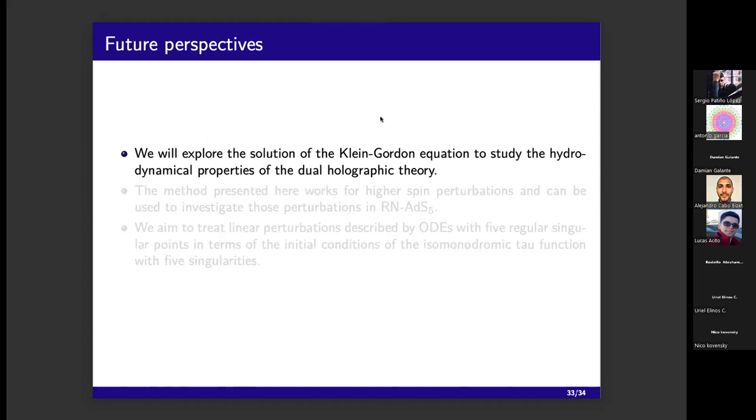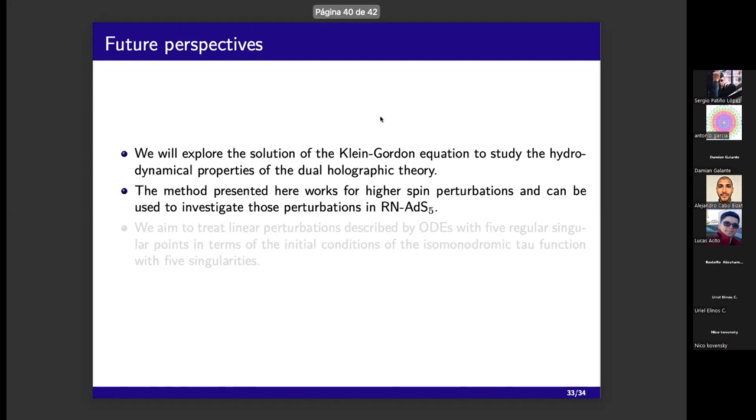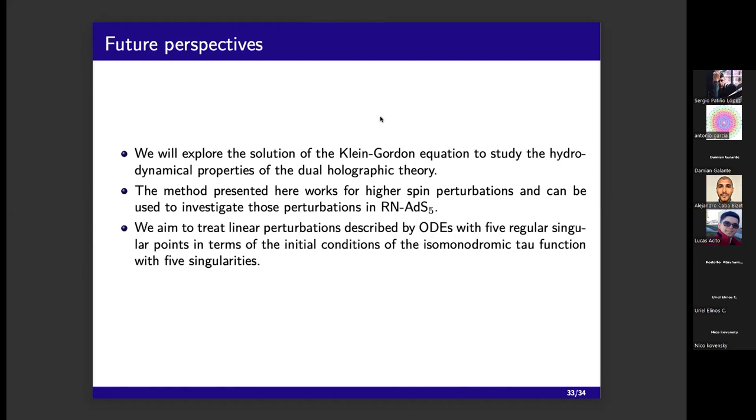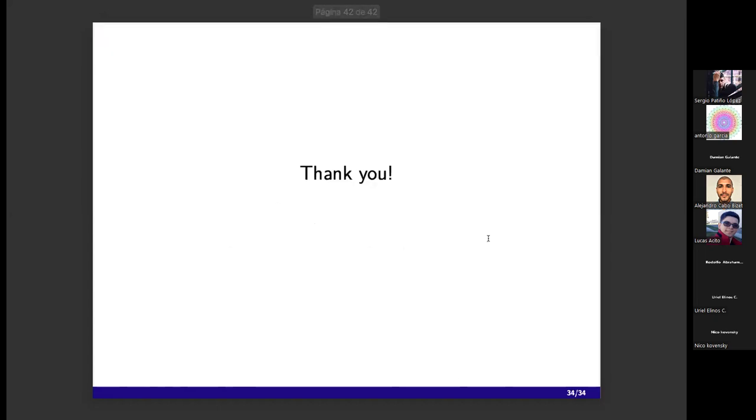About future perspectives, I think it would be nice to explore the actual solution to the Klein-Gordon equation to study the speed of sound or something like that, so some hydrodynamical properties in the dual holographic theory. This method also works for asymptotically flat spacetimes and for higher spin perturbations. So we could try to analyze fermionic fields in Reissner-Nordström AdS5. Another interesting point is that we can increase the number of singular points. For instance, we can consider 5 regular singular points and try to describe them in terms of the isomonodromic tau function with 5 singularities. As an example, you can take the Kerr-Newman-de Sitter black hole in 4 dimensions, and you find that it has 5 singularities. So, thank you.